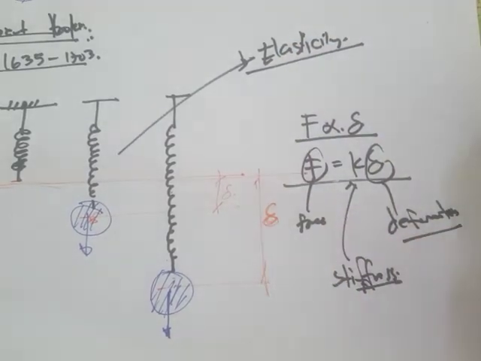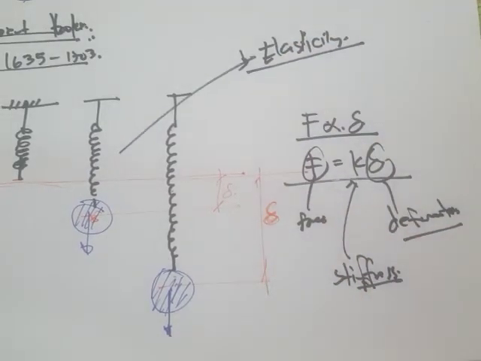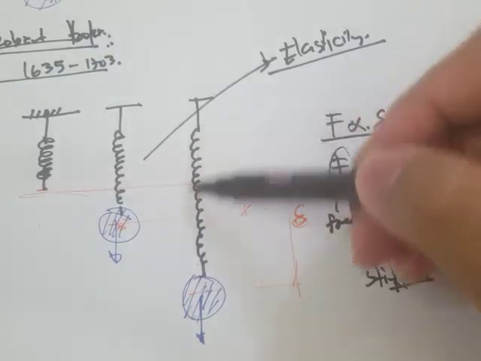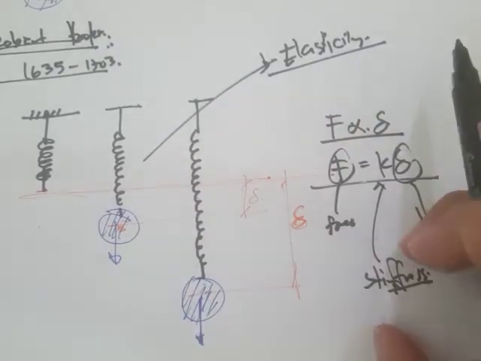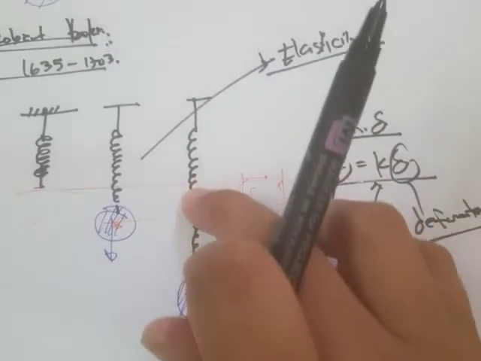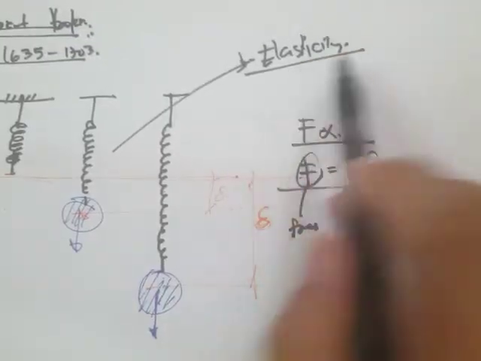So when we say elasticity, it's a property of the material, the ability of the material to be able to go back to its original shape once it is unloaded. Okay, so from this unloaded portion, if I remove this load, then if it can go back to its original position, that's what we call elasticity.